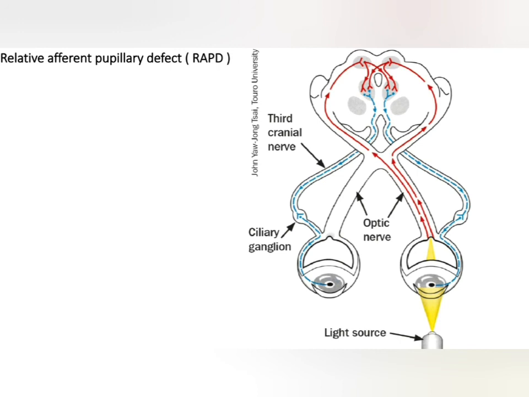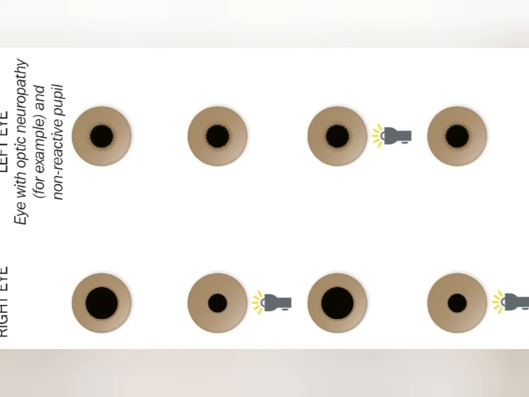To detect this Adie's tonic pupil, we just instill a low dose of pilocarpine. With a low dose of pilocarpine, the normal eye will not constrict, but the eye with Adie's tonic pupil will constrict. From that we can easily understand that yes, this is an Adie's tonic pupil.